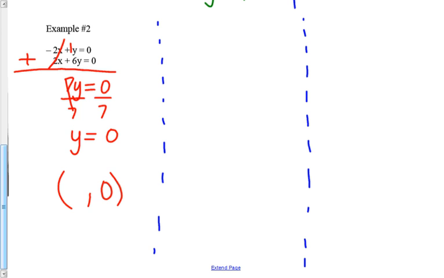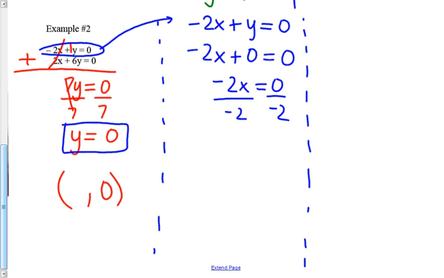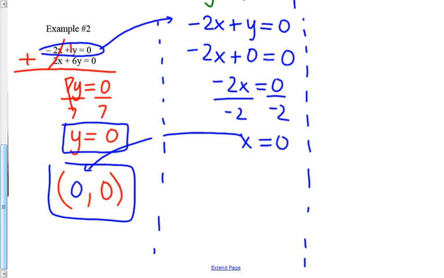Now I need the x value. So to figure out the x value, I'm going to, again, take this top equation right here and put it up here: negative 2x plus y equals 0. And then you're going to sub in what you know, which is y equals 0. So I don't know my x, but I know my y is 0. So I get negative 2x equals 0. And then I'm going to divide by negative 2, and I end up with an x of 0 as well. So now I can come back over here and say that my x is also 0. So these two lines cross at the origin, at 0, 0.